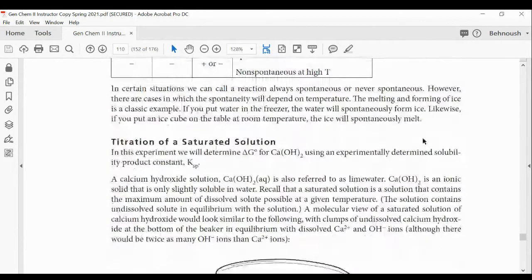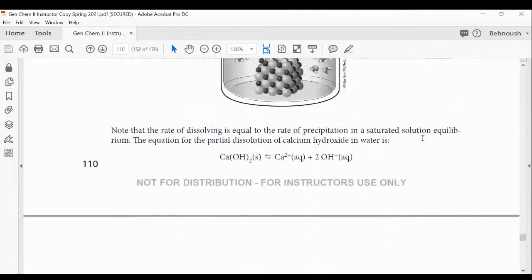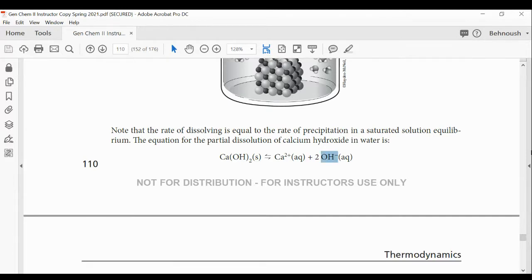When we do titration today, we are trying to find out the concentration of hydroxide ion. Okay, for concentration of hydroxide ion, let me just do something so I can get the.